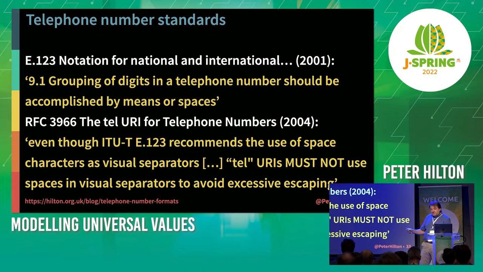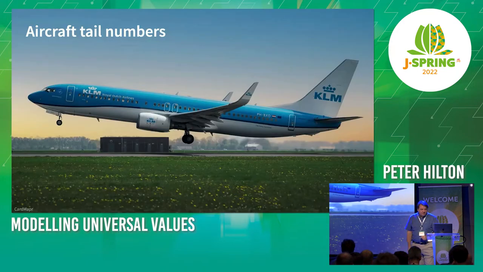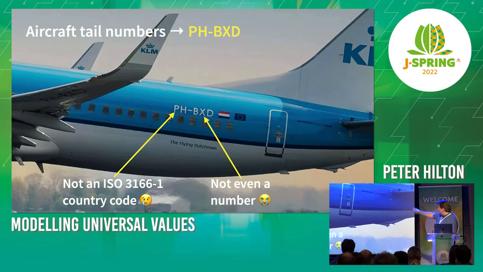And let's take another kind of number. This is my favorite one for today, aircraft tail numbers. Tail number is the colloquial term for the aircraft registration numbers that appear on the sides of aircraft, underneath the wing, if you can just about see it. Contrast isn't very good. Sometimes literally on the tail.